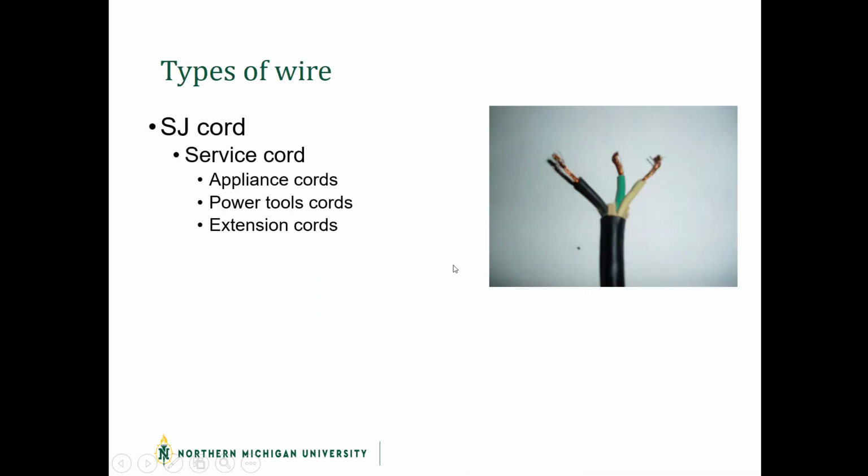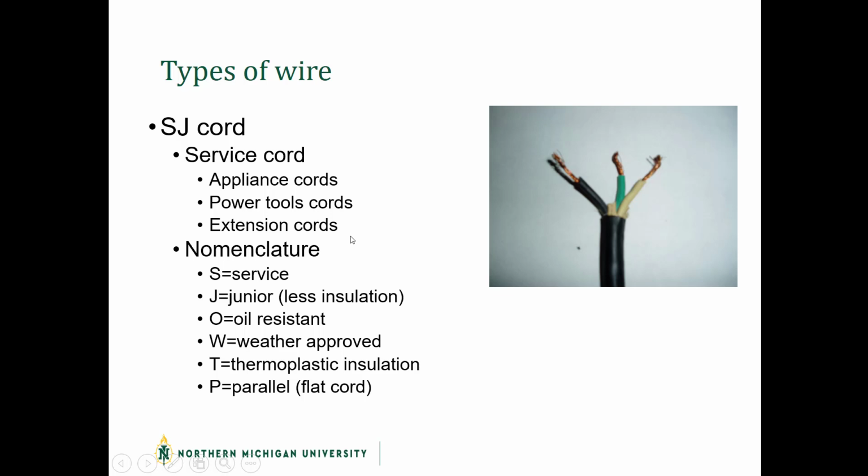Different types of wire. SJ cord is just a service cord. Important to understand what some of the nomenclature would be for those. So a lot of times you'll see SJOW on cords. That means it's a service cord. Junior meaning less insulation, O is for oil resistant, and W is for weather approved. So you'll see SJOW on a lot of different cords as you're dealing with them.